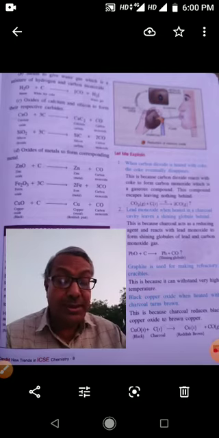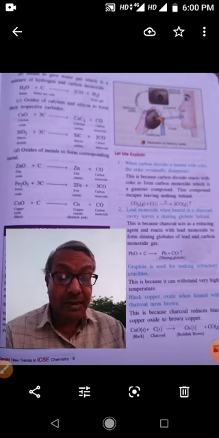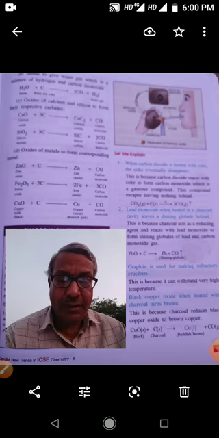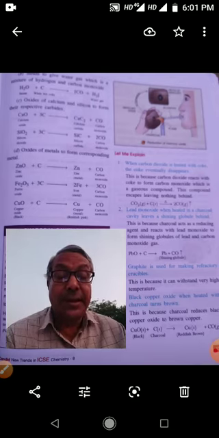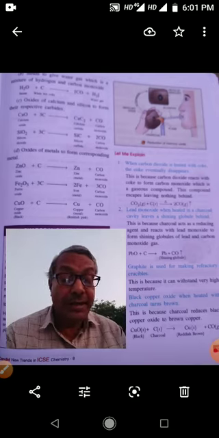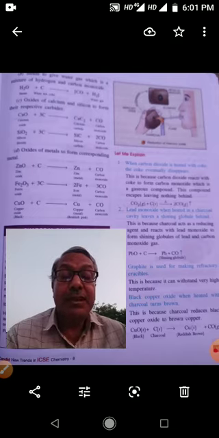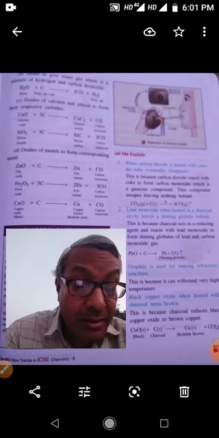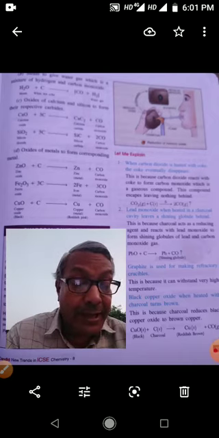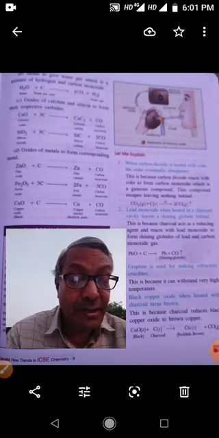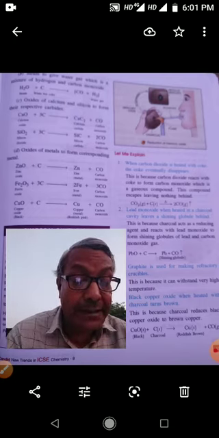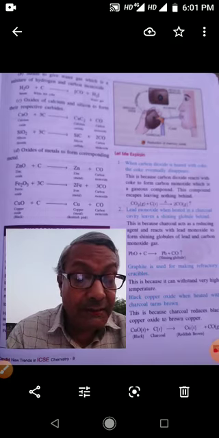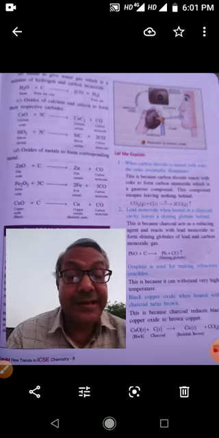So what are the properties of carbon? Properties of carbon means properties of these different allotropes of carbon. But here I will discuss the general chemical properties of carbon. Coke and carbon are good reducing agents. They have strong affinity for oxygen. They can remove oxygen from various oxides.